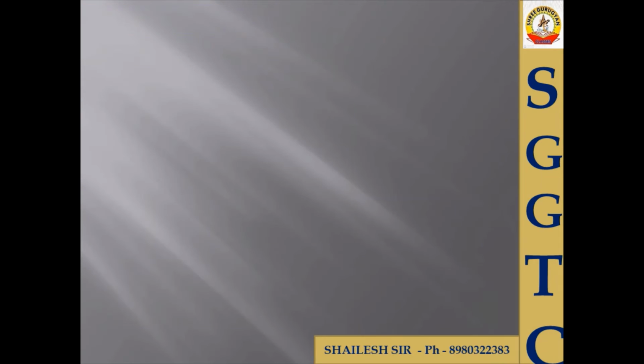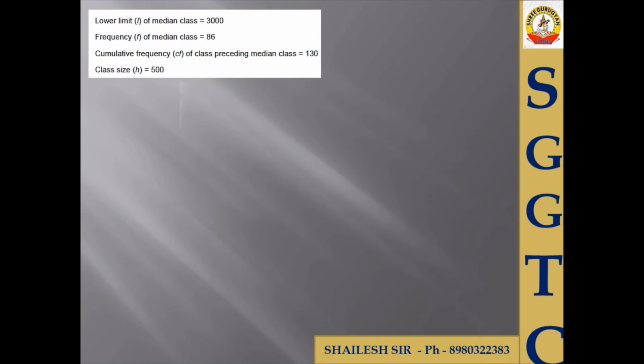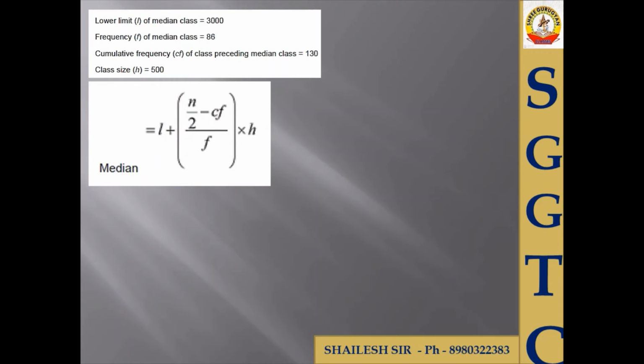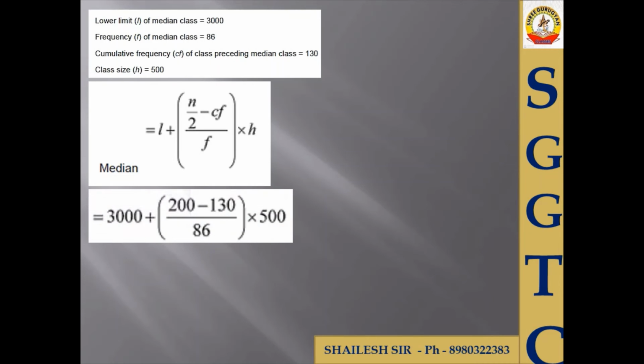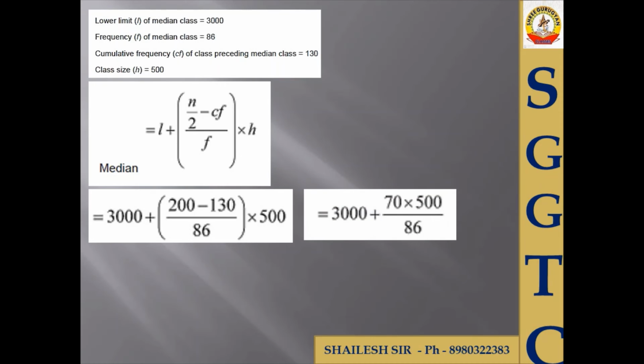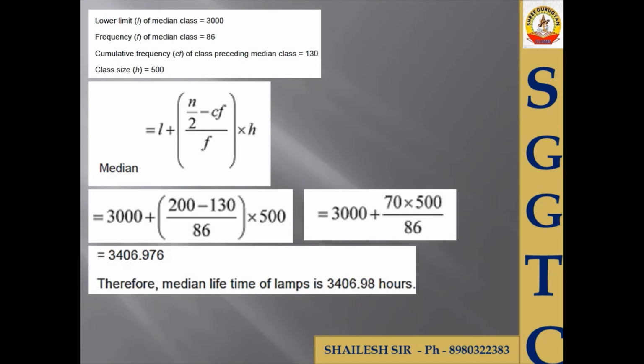After all, I put in our median formula L plus (n by 2 minus Cf) upon small f into h, and put in all the values: 3000 plus (200 minus 130) by 86 into 500. So we get the final value 3406.96 hours. So finally students, these questions are done.